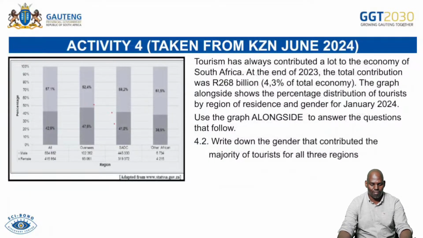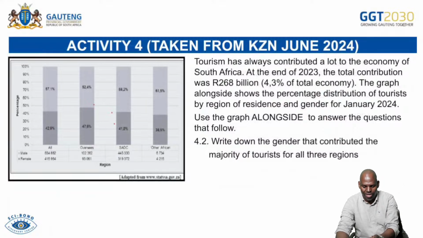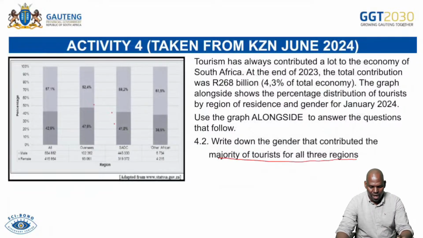Right, still on the very same graph, I'll go straight to the question. They say, write down the gender that contributed the majority of tourists for all 3 regions. So for all of them, the gender is actually male. So we've got overseas, we've got SADC, we've got other African countries. But for all the regions, this is actually the summary of the other 3 paragraphs.